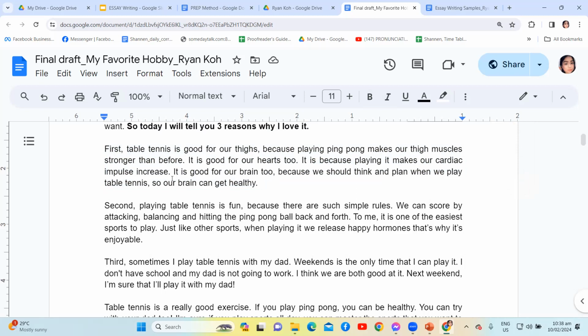O di ba? Laki ng improvement pagdating sa hindi na siya repetitive, hindi na din siya redundant. It is good for our brain too, because we should think and plan when we play table tennis, so our brain can get healthy. Very simple English, not trying too hard, not using too heavy vocabulary, pero nag-gets ng nagbabasa. And that's what's important, that you can communicate your thoughts effectively. And one way for you not to be able to communicate your thoughts effectively is by trying too hard. Okay?